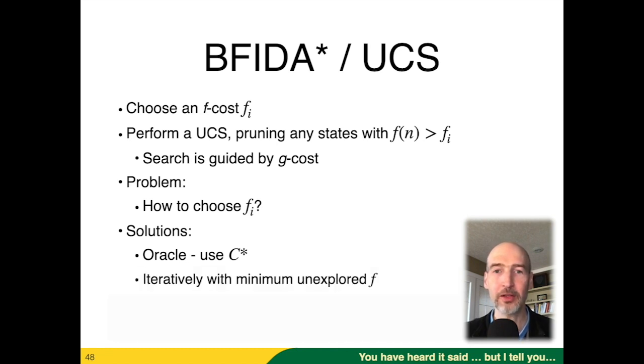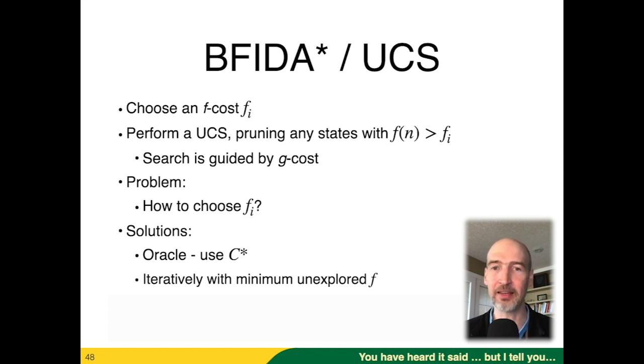Now we could do this iteratively. Because I don't have an oracle and don't know C star, I can do a search, and then ask what is the minimum f cost that I haven't seen yet. Then I'll search with that one, and then we'll do the next minimum f cost. When you do that, you'll grow your f cost one step at a time until you reach C star. And that works.